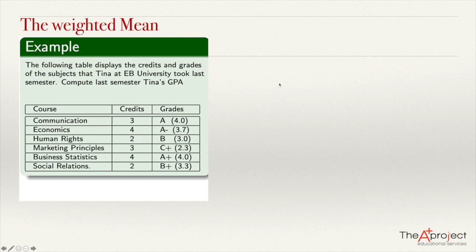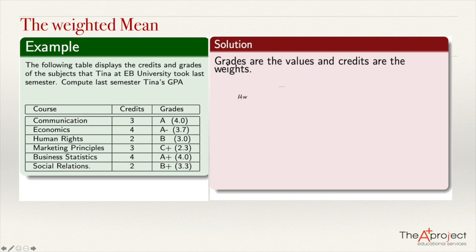Okay, so this will be the formula. I'm going to use mu because this is the total number of grades for Tina. So this is the population of subjects that she took at the university. For that reason I'm using the population mean. So it will be equal to the sum of the weight times X divided by the sum of the weights. So it will be equal to 3 times 4 plus 4 times 3.7 plus 2 times 3 plus 3 times 2.3, and so on, each weight times the value that I'm going to compute the average.